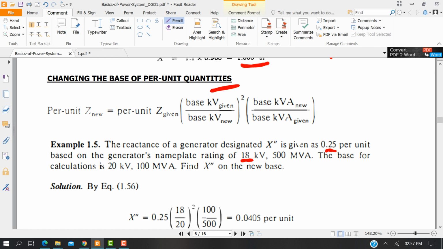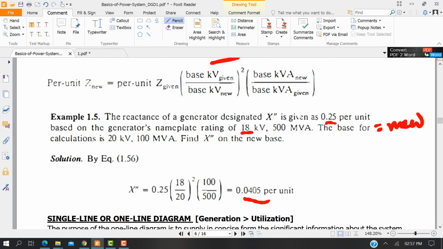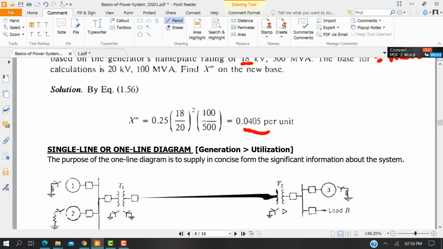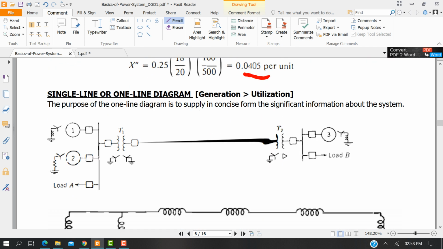Here the given value is 500, and here you see that there is a base value. Base value actually means the new value in the formula. So you can put here the base value is 100 over here, and the new base value is 20 over here, and we'll get the per unit value. So this is the process of getting the new per unit value for more than two components.